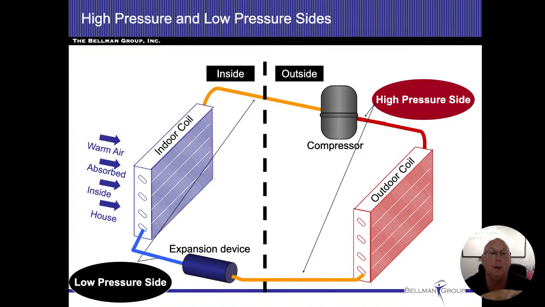As we go through the coil and we change to a gas, we're going to be medium temperature, low pressure, and as a gas. Hit our compressor, again, high temperature, high pressure, still a gas, change state in the outdoor coil back to a liquid. All right.